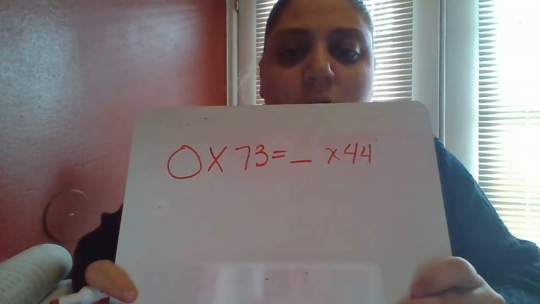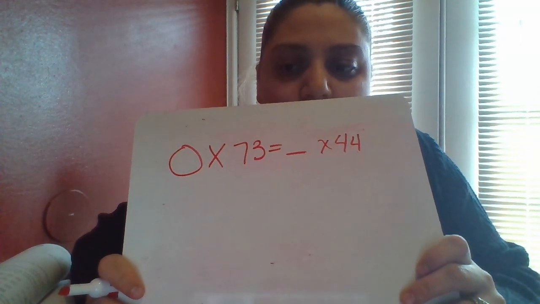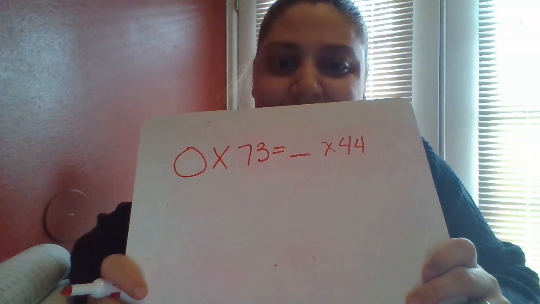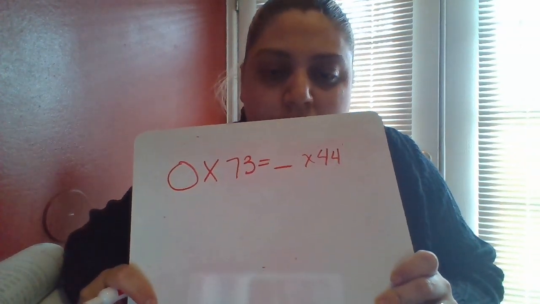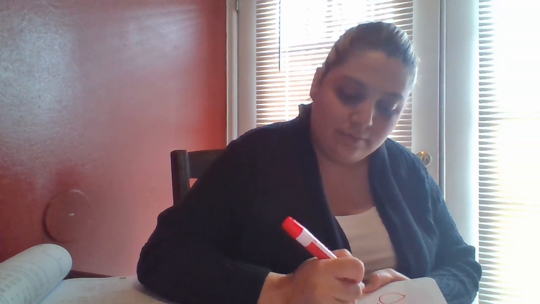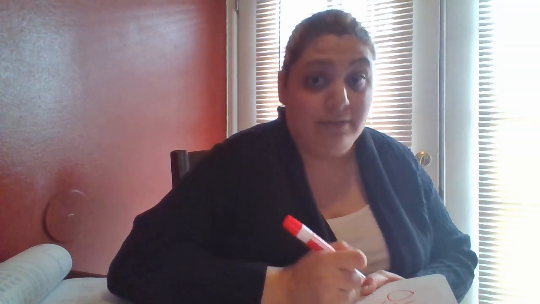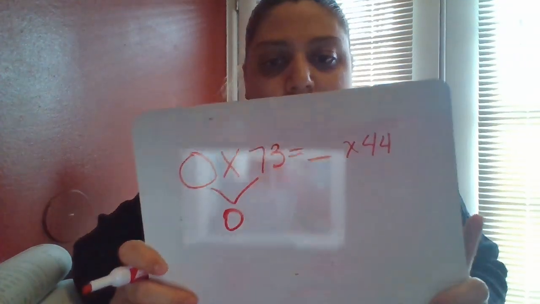Okay, so I have 0 times 73 equals what times 44? Okay, so let's start. Remember that you start with the numbers that are given to us. So we're going to start with 0 times 73. So what's 0 times 73? 100? Nope. Remember that everything times 0 is 0, right? So 0 times 73 is a big fat 0.